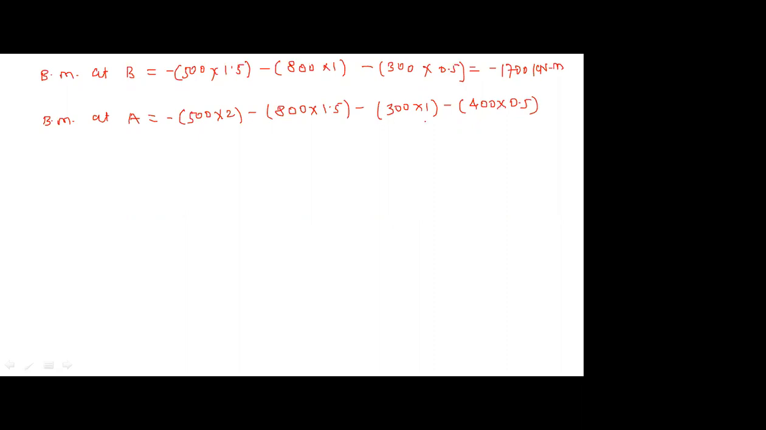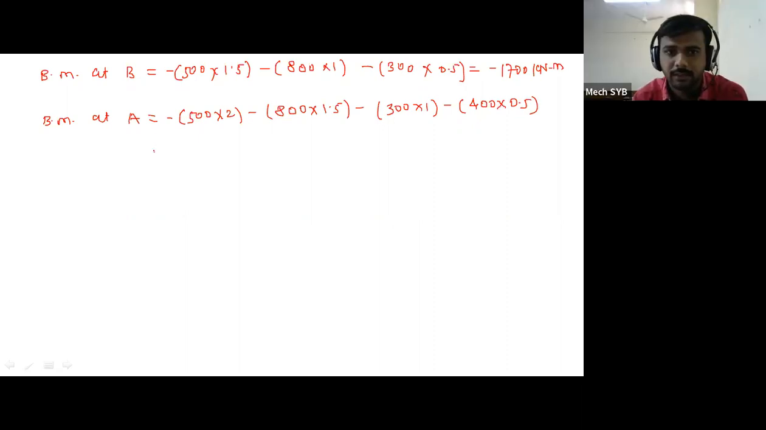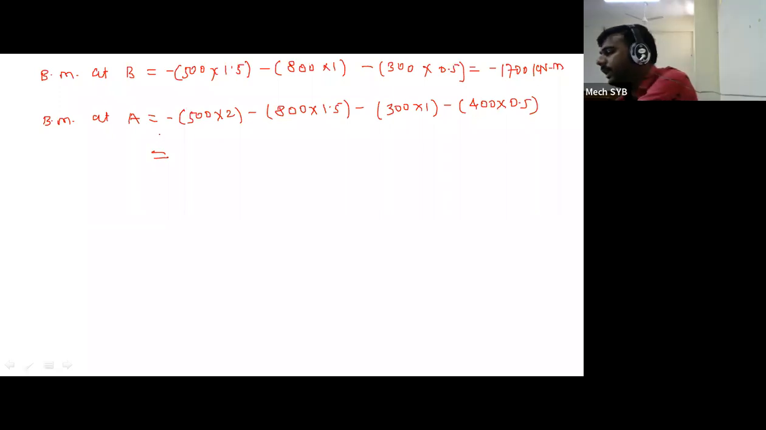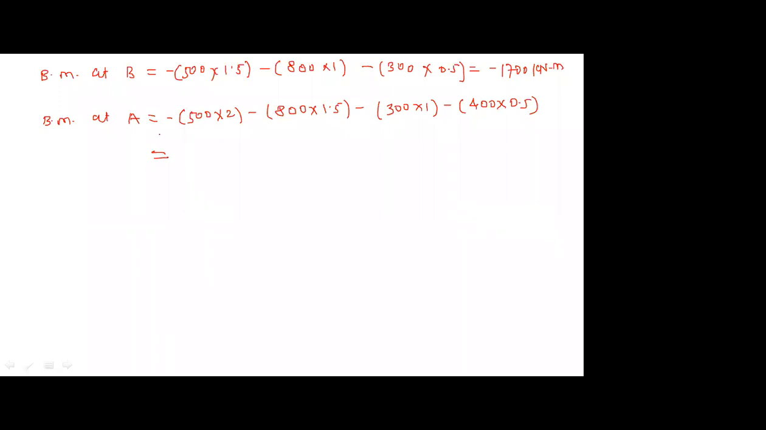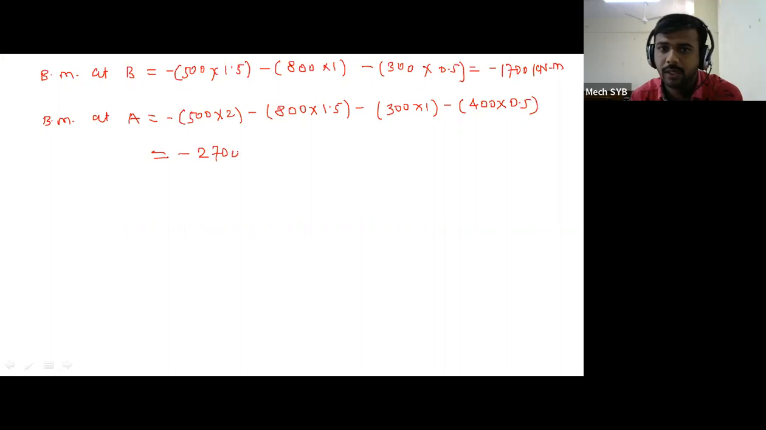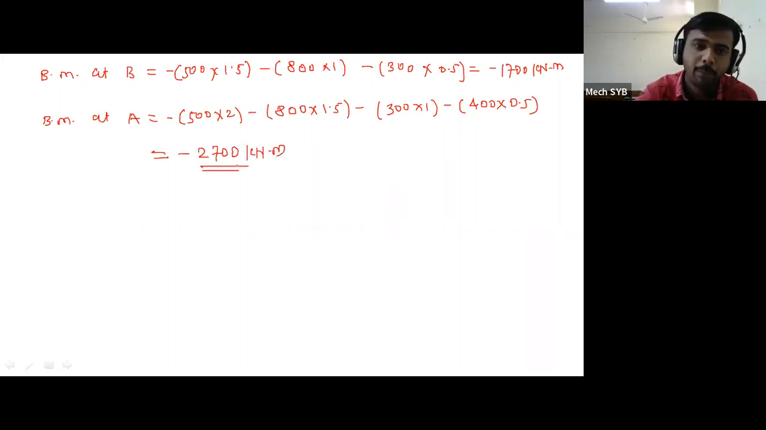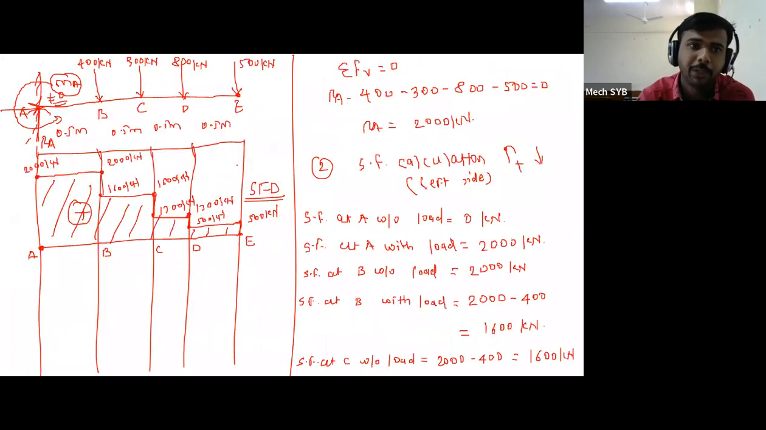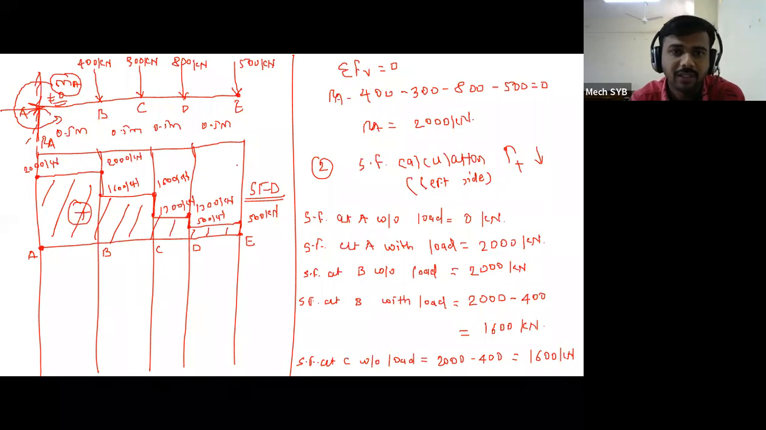Check whether this answer is coming equal to 0. Then what is the value of bending moment at point A? Minus 2,700 kilonewton meter, and it is not coming equal to 0 because we have the definition of the fixed support, that is it has a total of 3 reactions: vertical, horizontal and moment.